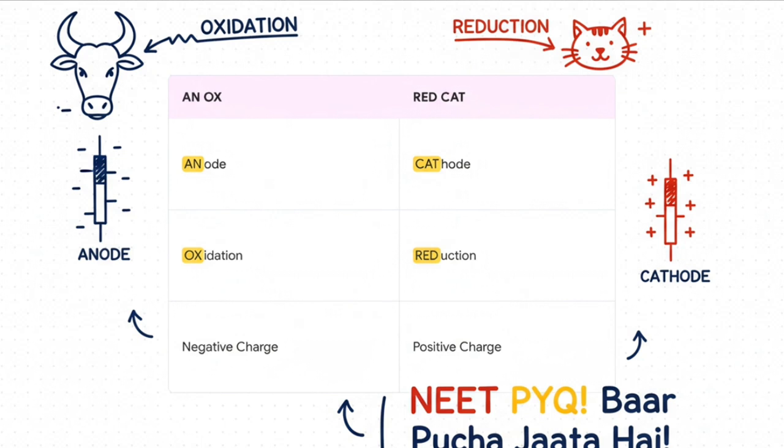For anox, you've got oxidation at the anode, and remember, the anode is negatively charged. For red cat, you have reduction at the cathode, which is positively charged. You have to lock this in because this exact concept is a classic previous year's question. NEET loves to ask where oxidation happens.